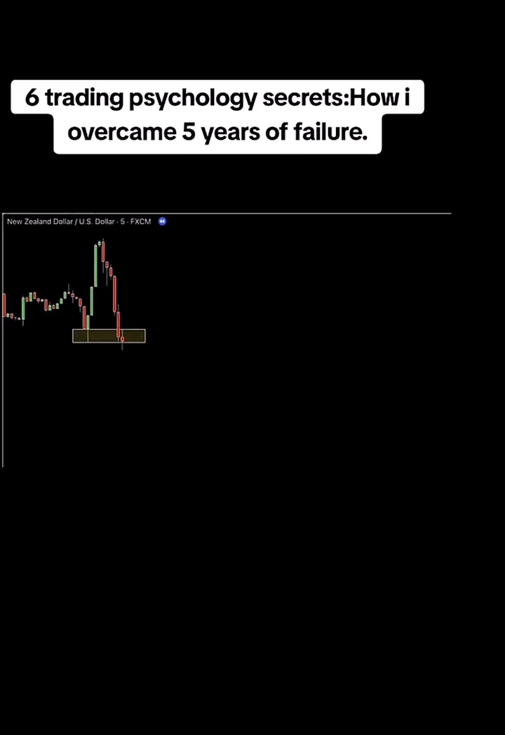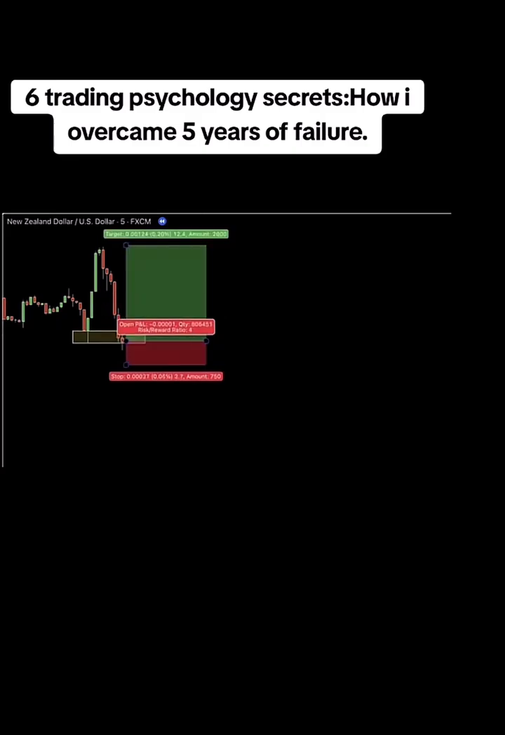Let's break this down with a real-world scenario. You've done your analysis and identified a solid demand zone. The setup is pristine, there's a liquidity sweep, and everything aligns perfectly. You enter the trade with full confidence, feeling that familiar rush of excitement. It's like the moment you hear your favorite song unexpectedly at a party. You're energized, everything feels right, and you're convinced it's going to be a great time.